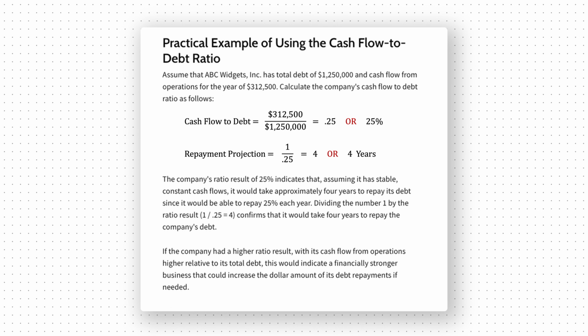This means that a higher ratio is better. So if ABC Widgets cash flow was doubled to $625,000, using the same formula would result in a ratio of 0.50. And when we divide 1 by that 0.50, it returns a debt repayment projection of 2 years.